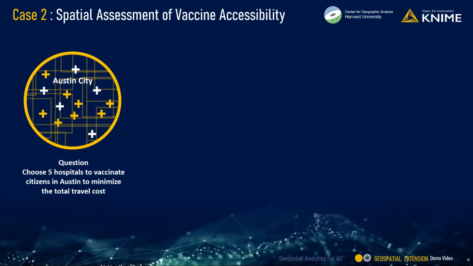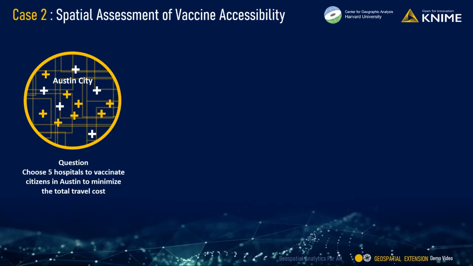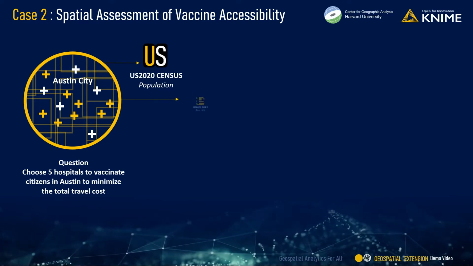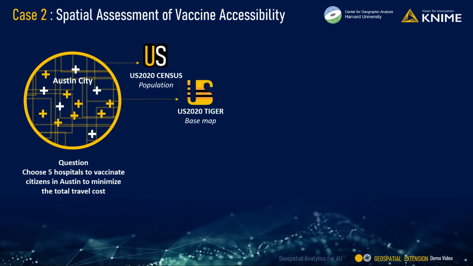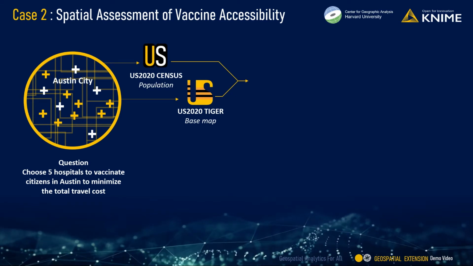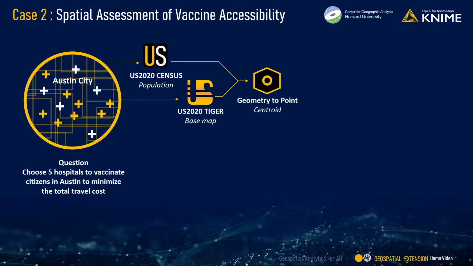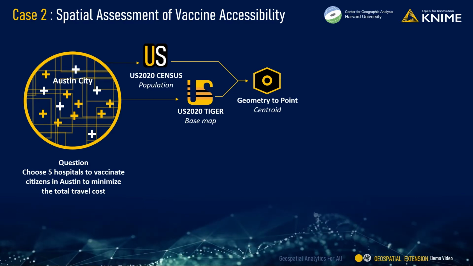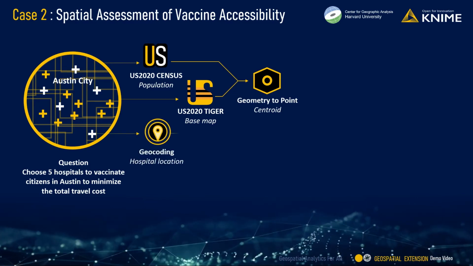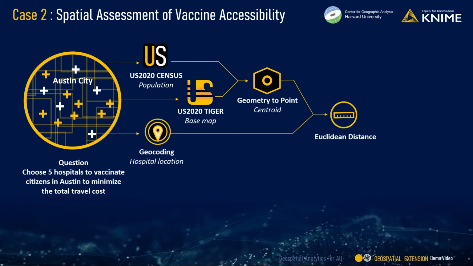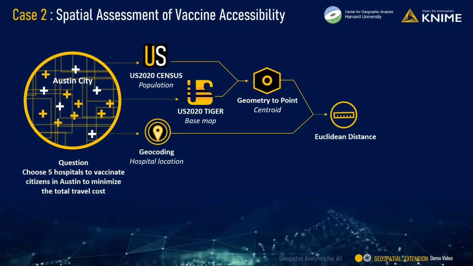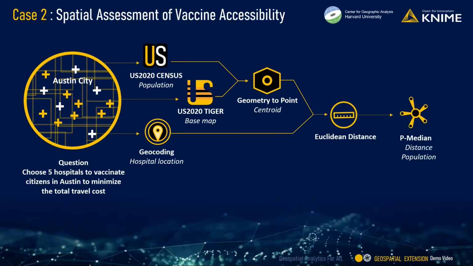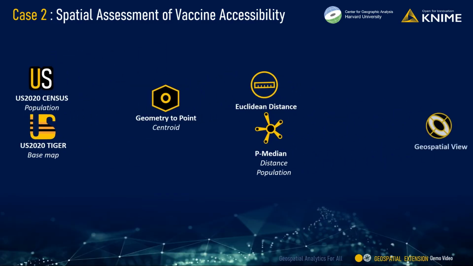we answer this question? First of all, we need the population of every census block group. Then, a base map with geometry information will be utilized to combine the population information, taking the centroid of the census block groups as the representative spatial point. Then, with the geocoding of hospital locations, a Euclidean distance tool will be applied to calculate the travel cost. The final step is using corresponding site selection tools to solve this question, with the inputs of distance and population.